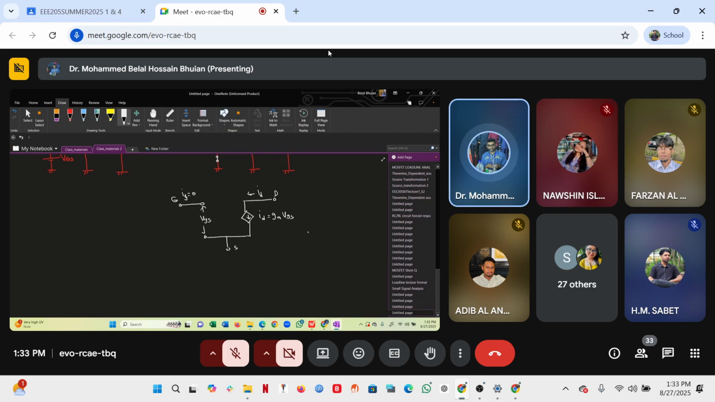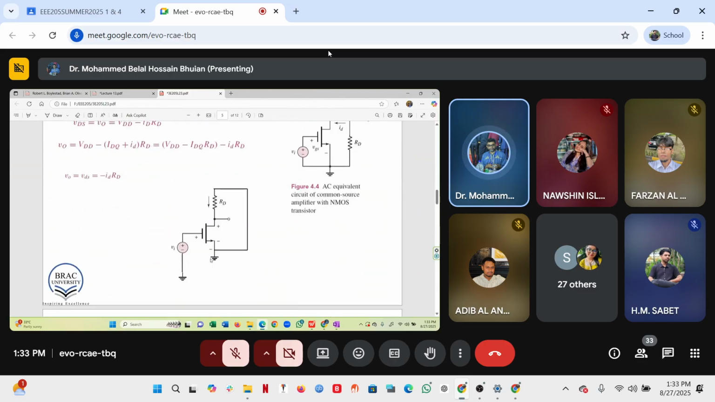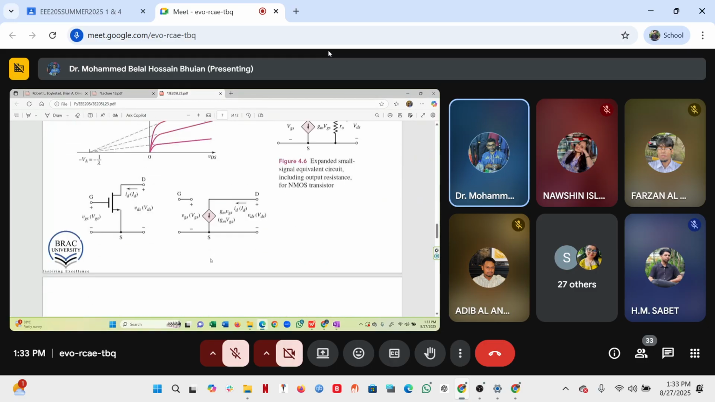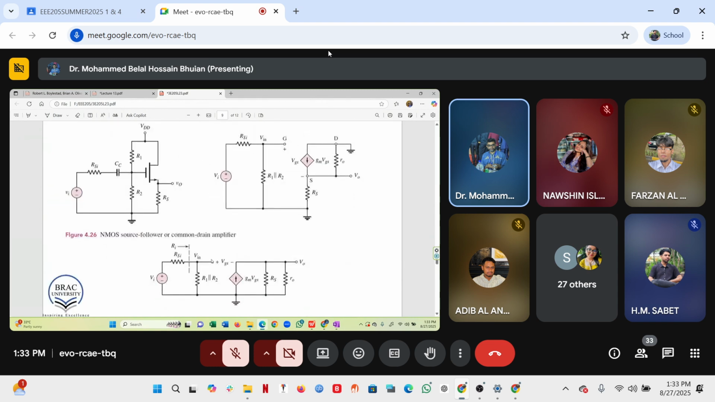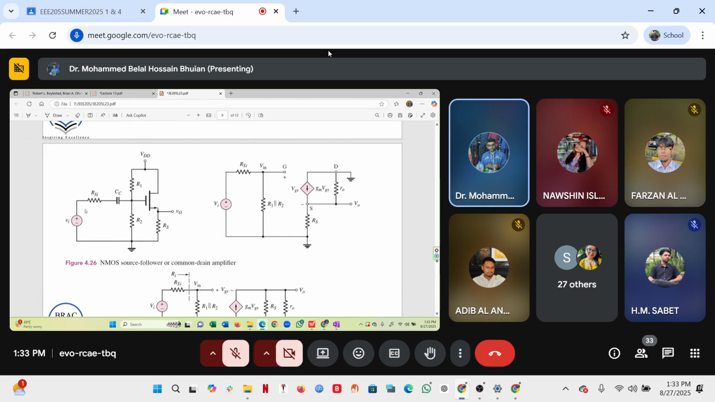So see the difference. When it comes to the BJT, between base and emitter we have the r-pi resistance or re resistance and a dependent current source. Next we will look at one problem. Let's solve this problem.